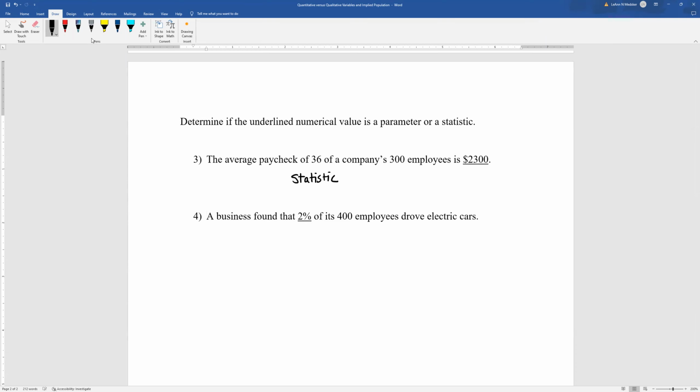And then the next one says a business found that 2% of its 400 employees drove electric cars. Notice they didn't reference a sample here. We are saying 2% of all of the 400 employees drove electric cars. So we are basing this percentage off of the entire group of employees, not just a small subset of them. So this one is based off the whole population, so it is a parameter.